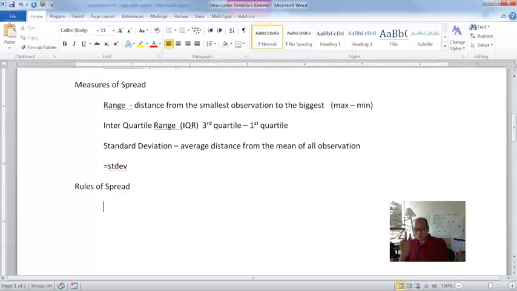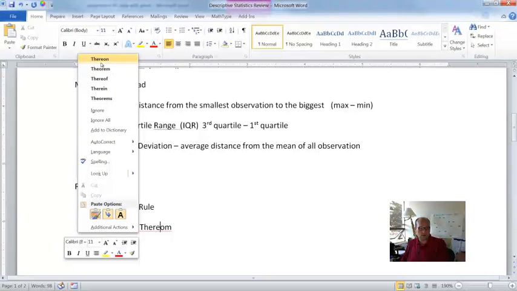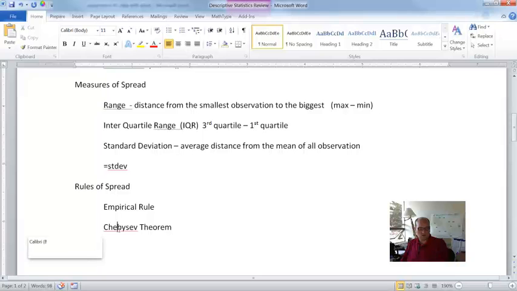Rules of spread. So we had 2 rules of spread. The empirical rule, and Chebyshev's theorem. Wow, look, I spelled both of those wrong. Theorem. There we go. Chebyshev. Yep, we don't know how to spell Chebyshev. That's all right. So what are these 2 things?